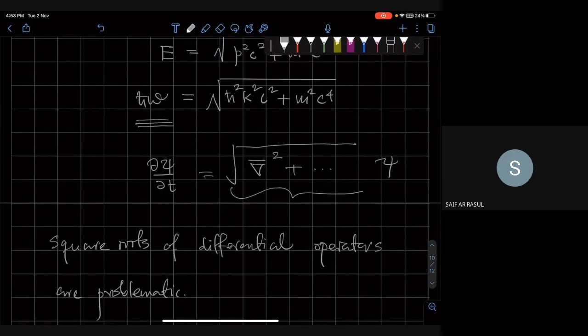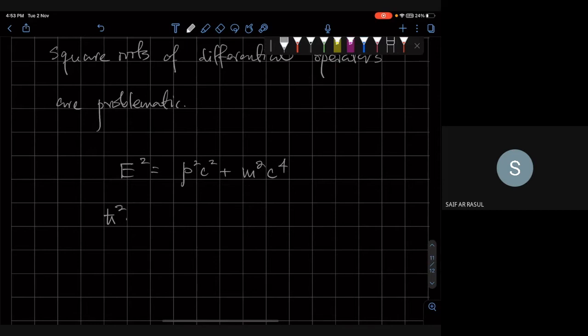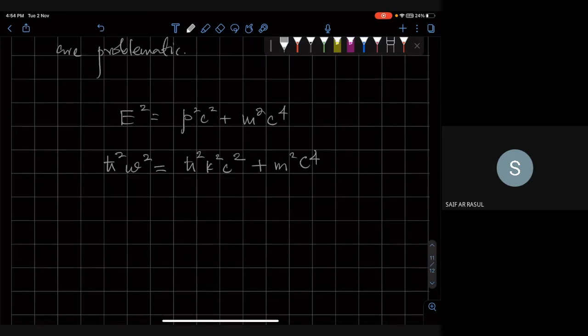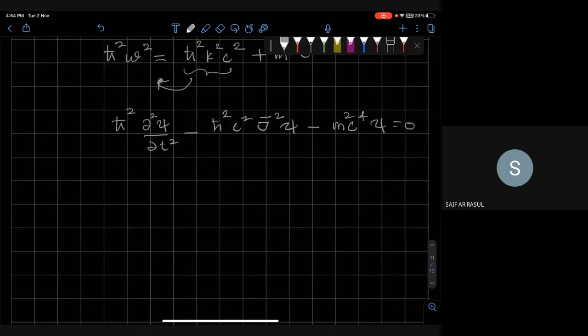So the way out of this is to take the square of this equation. If I take the square, E squared is equal to p squared c squared plus m squared c to the fourth. And then using the Einstein-de Broglie relationship, we get h bar squared omega squared equal to h bar squared k squared c squared plus m squared c to the fourth. Now, using the same argument as the Schrodinger argument, we arrive at the wave equation where we have h bar squared del squared psi over del t squared minus h bar squared c squared Laplacian of psi. So I've brought this over to this side. And then we have minus m squared c to the fourth psi. So this is going to be my new wave equation.